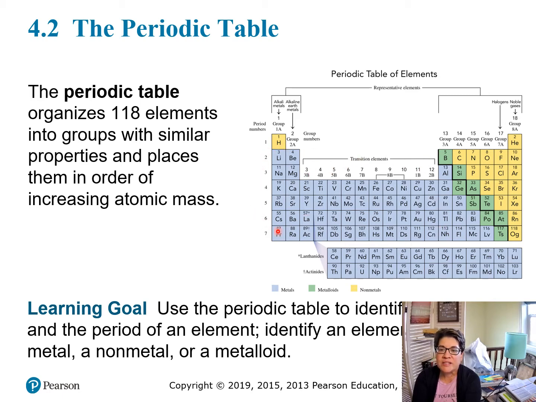I give my students a black and white version, and they color this in and label everything. So that might be a good idea to do, or even just a sketch where you're labeling and color coding all of this, so you know which ones are the metals, metalloids, and nonmetals. Notice that most of the table is metals. That's the left side of the table. Most elements are metals.